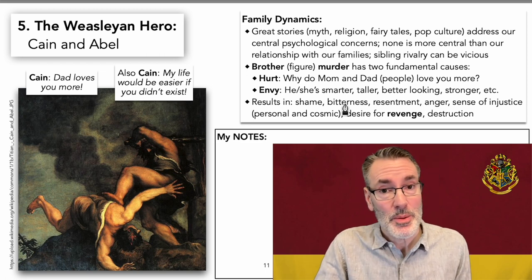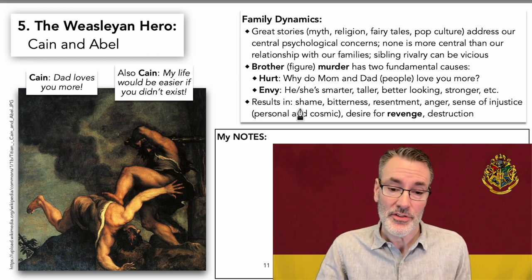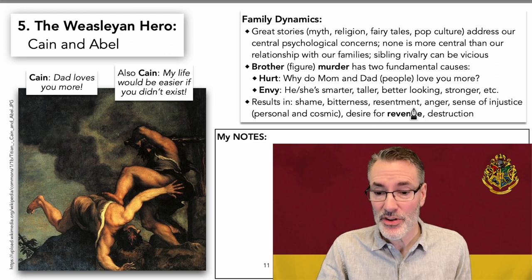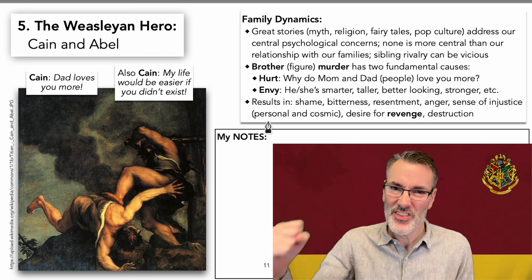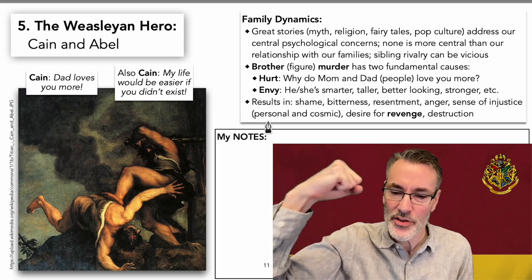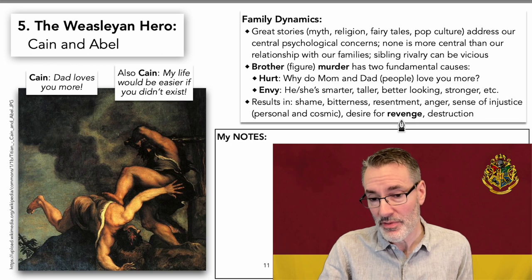And fair enough. Some people are born with all of those advantages. And so what do you do if you don't have those advantages? It can result in shame, bitterness, resentment, anger, a sense of injustice, personal injustice, and this cosmic injustice. Why is the universe structured so? And that can lead, of course, devastatingly to a desire for revenge and destruction.